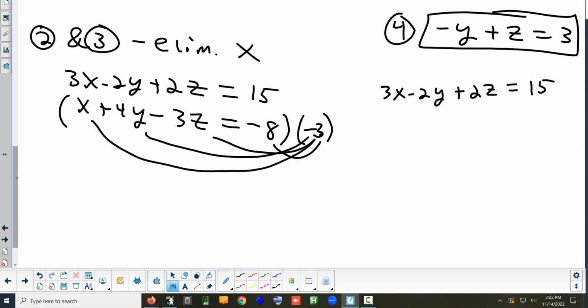I want to multiply everything in the bottom by negative 3. So negative 3x. And then what's negative 3 times 4y? Negative 12y. Negative 3 times negative 3z. 9z. And negative 3 times negative 8. 24.